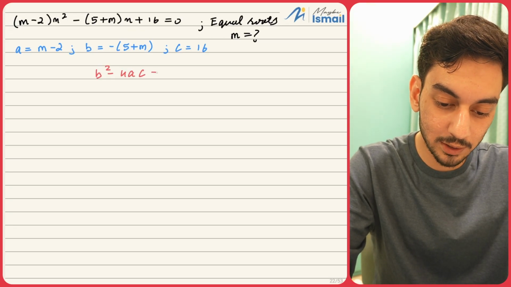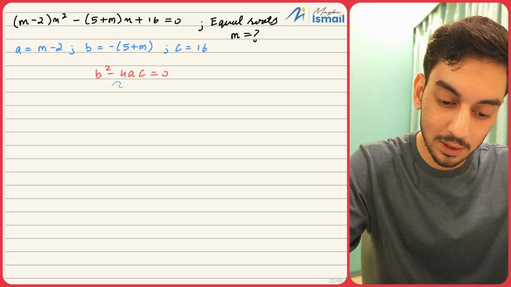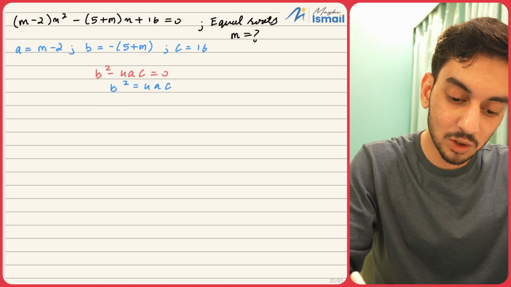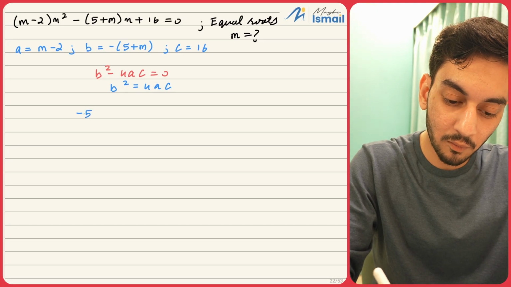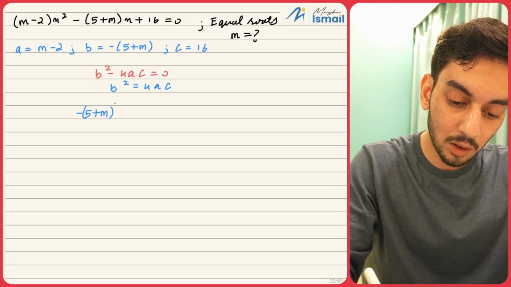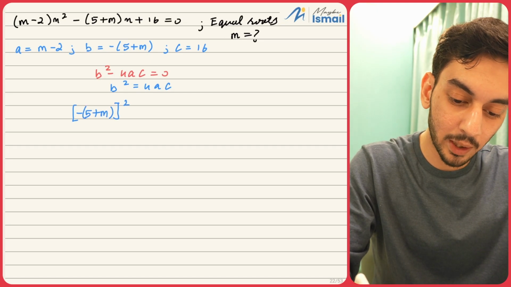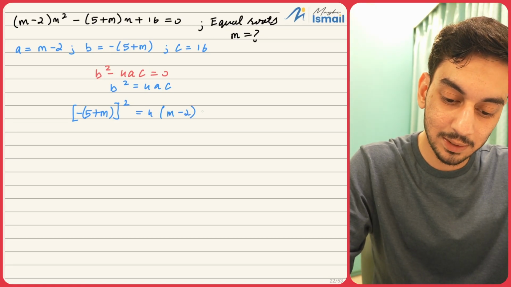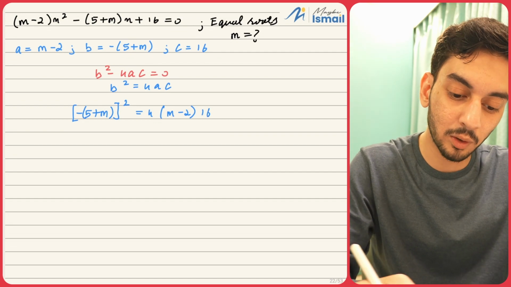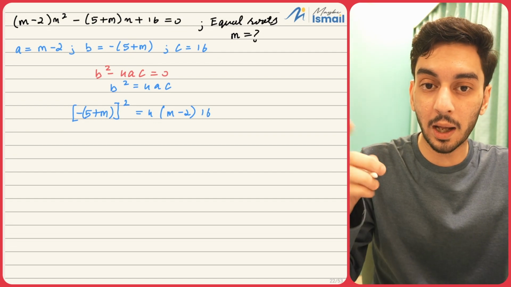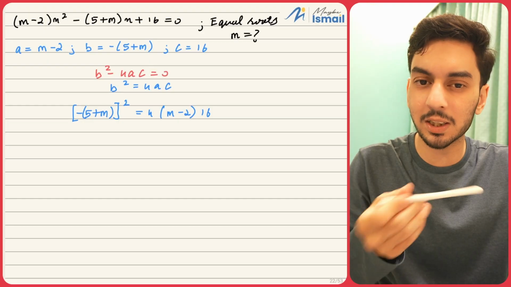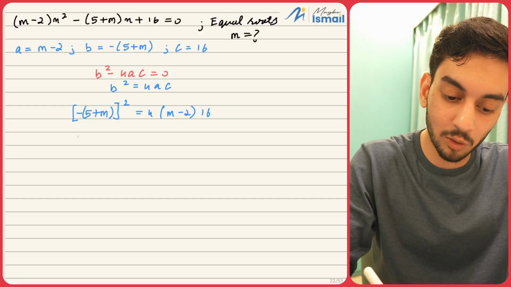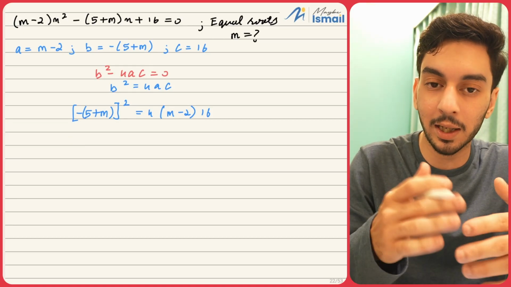So b square minus 4ac would be equal to 0, which means that b square would be equal to 4ac. B square, which means negative 5 plus m, all of that squared, is equal to 4 times a, which is m minus 2, times c, which is 16. Now if I have a square and that thing itself is negative, I can just ignore the negative sign because the square of a negative thing is also positive. So I just ignore the sign and expand it as a plus b the whole square.